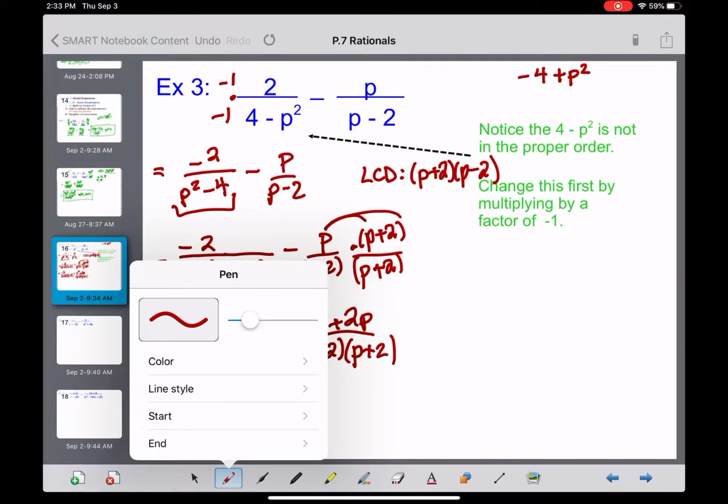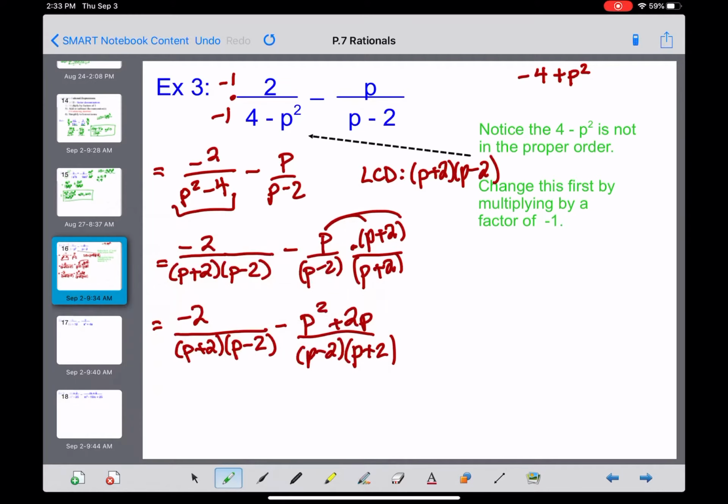Okay. Now, something to keep track of here, since this is a minus sign, we want to make sure we don't forget about that when we have this 2p over here. So I'm going to distribute that negative. So now we're going to add the numerators, and our denominator is that LCD. And I have a negative p squared minus 2p minus 2.